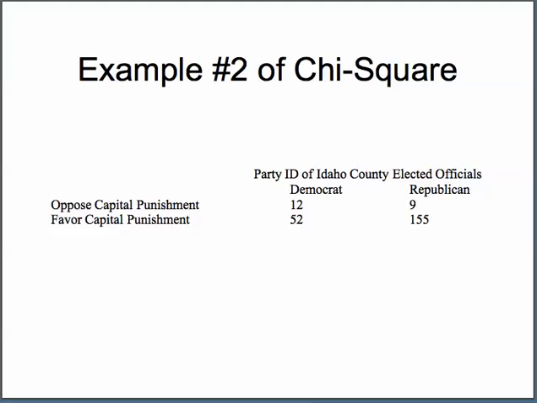Let's examine a second example. A few years ago, a colleague and I surveyed all county elected officials in Idaho. We asked for the elected officials' views on issues, including the death penalty. We found the following measurements of support of or opposition to the death penalty, broken down by political party.